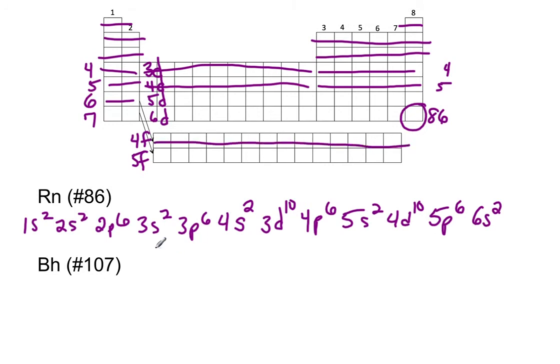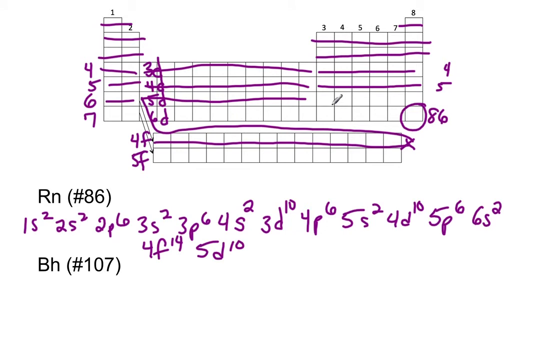So 4f14. Then back up here. At the end, I go back up to right there, and I pick up 5d10. Then I'm back in row 6. 6p6. Over here, 7s2.